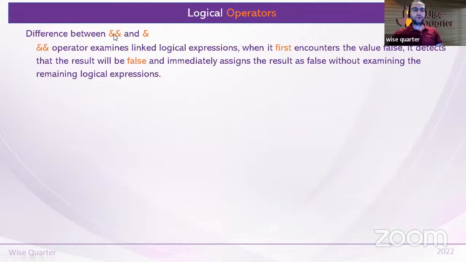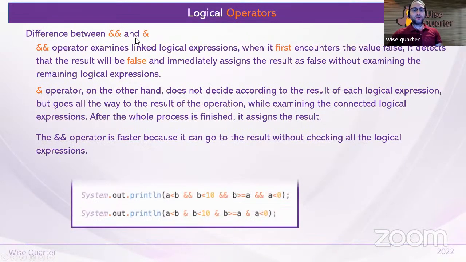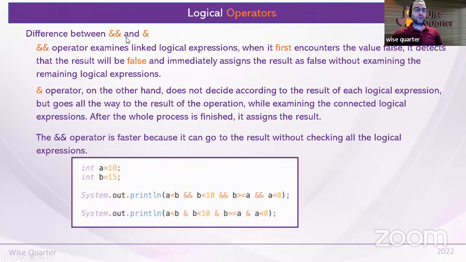We have also learned the difference between the double and single and operator. They do the same thing, but the double and operator is a little faster and a little more advanced than the other one. The reason is that when it faces one false, for example, let's say this is true, and the last one is false, it won't check the last one, because if there is one false, the result will be false.